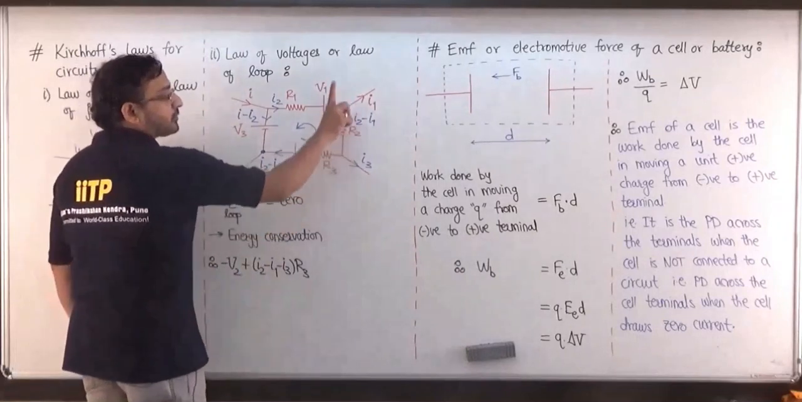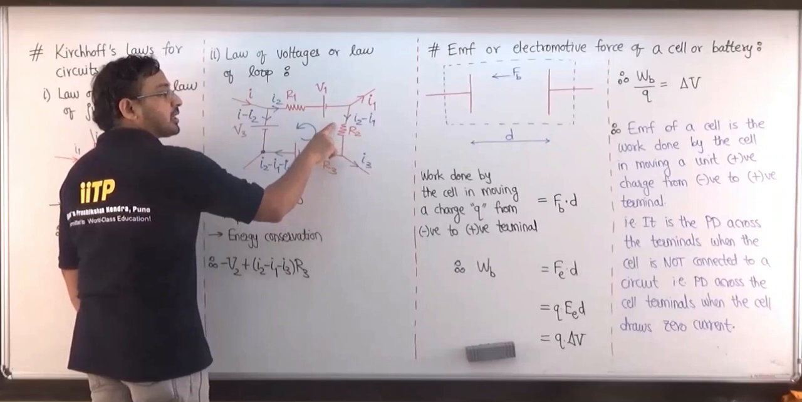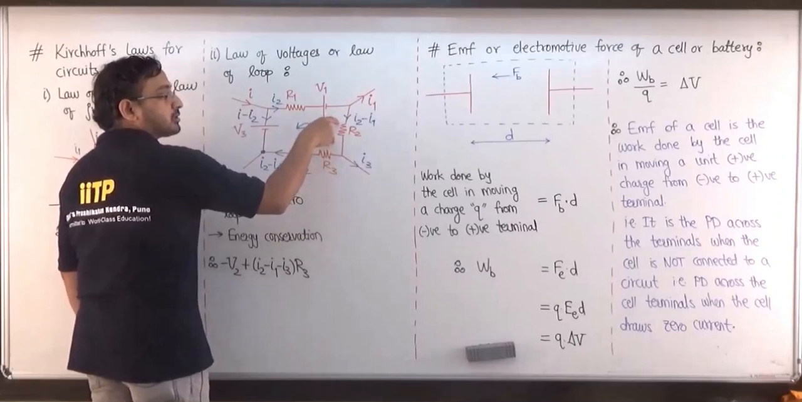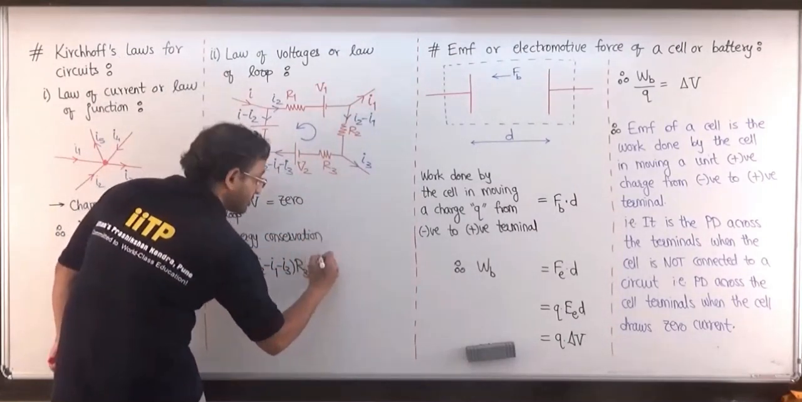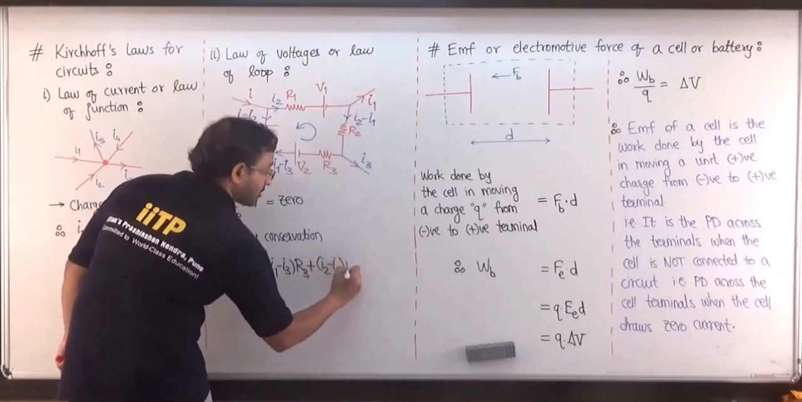Then I will go up. Once again I am going over a resistor, but in the direction opposite to the current. Hence the potential difference across R2 is also positive. So I'll again add another term there, which is (I2 minus I1) multiplied by R2.